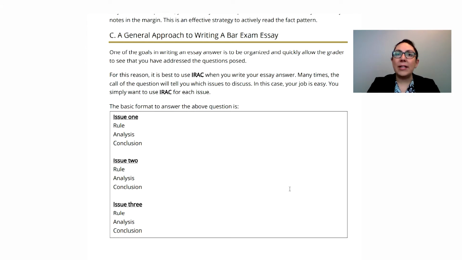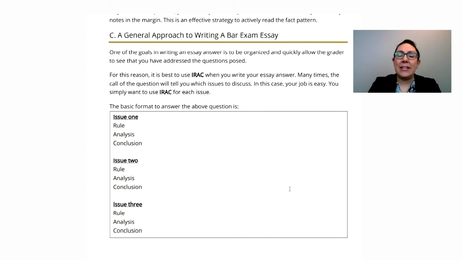If they can quickly see where your rule ends and your conclusion begins, and your analysis begins, they know what points to allocate for those various portions of your answer. If they look at your answer and it's just one giant long paragraph, it's a little bit daunting. They really have to do some work to think about where the rule ends and the analysis begins. So make it easy on the grader.